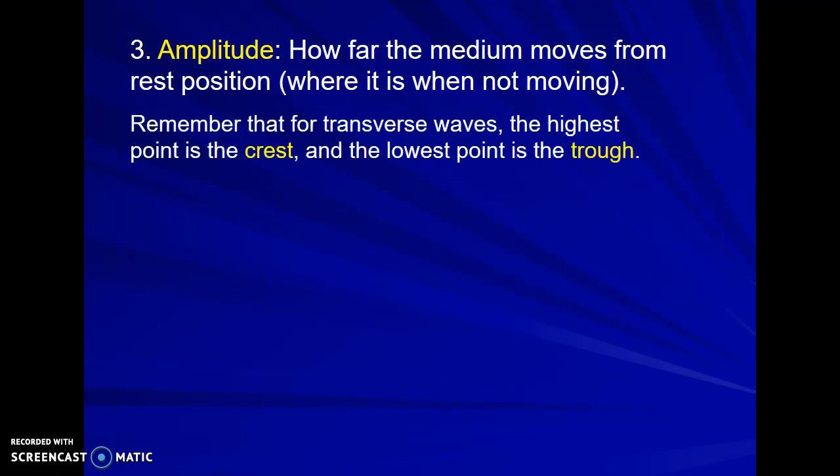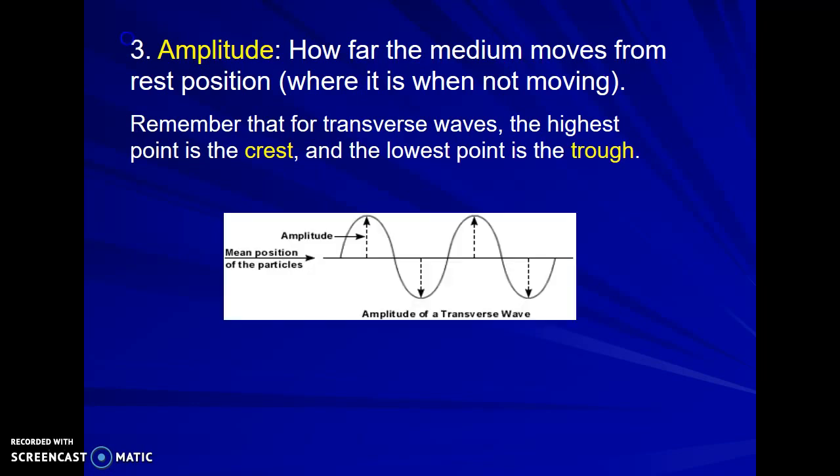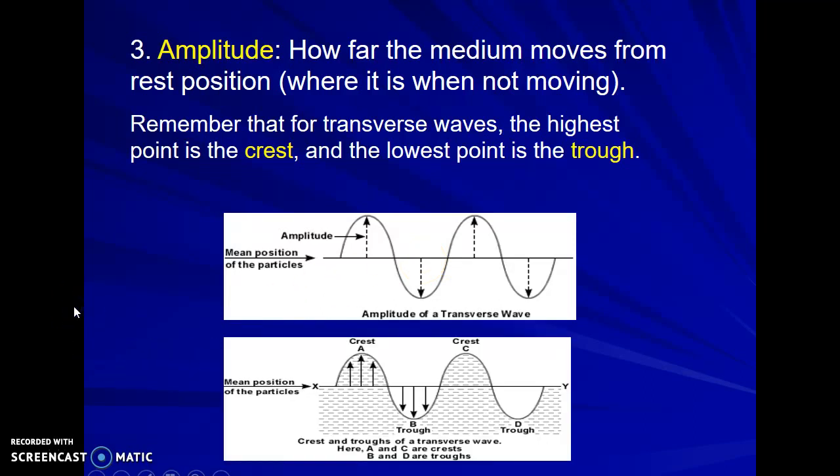Remember that for transverse waves, the highest point is the crest and the lowest point is the trough. So again, the amplitude would be the mean position of the particle, so where the particles began, to where they were finishing. So the amplitude would be from that middle point to the highest point of the crest, or the initial point to the lowest point of the trough. That's how you would measure amplitude.